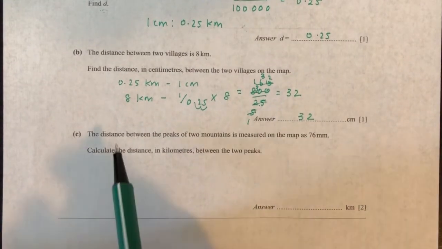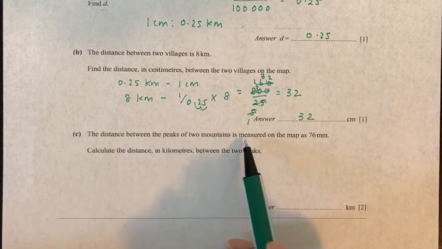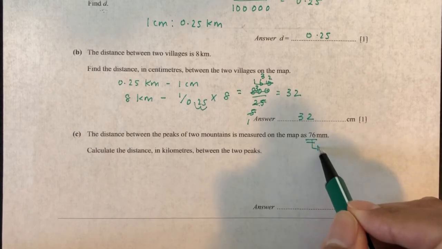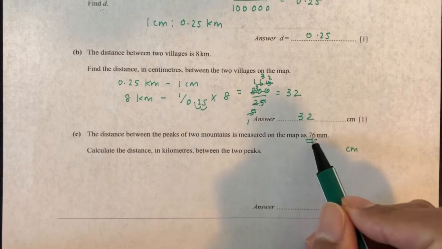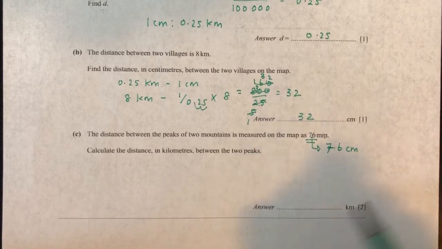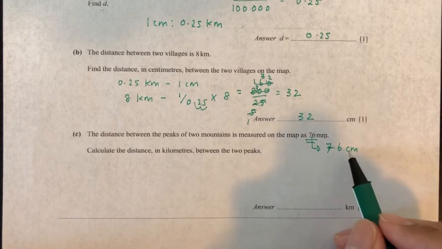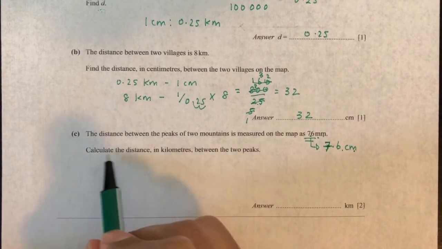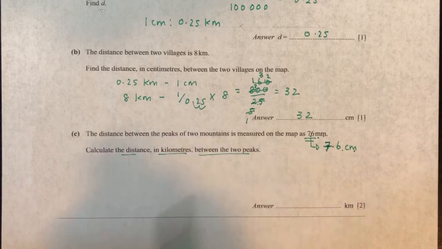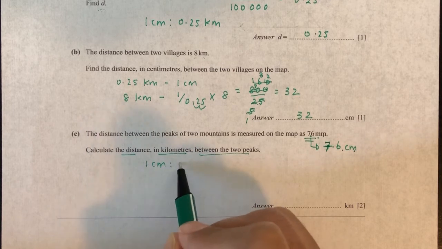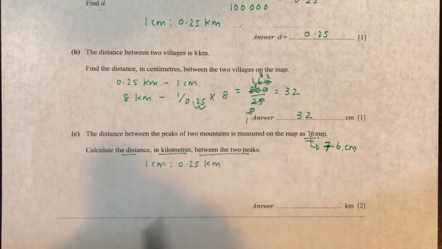So now the last part. The distance between the peaks of two mountains is measured on the map as 76 millimeters. So now let's convert this to centimeters. So 76 millimeters is actually 7.6 centimeters. So how do we know this? We have to just convert millimeters into centimeters, divide by 10. We will have 7.6 centimeters. So now calculate the distance in kilometers between the two peaks. So our scale is 1 centimeter to 0.25 kilometers.